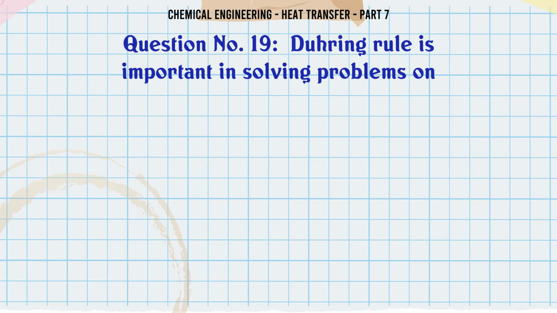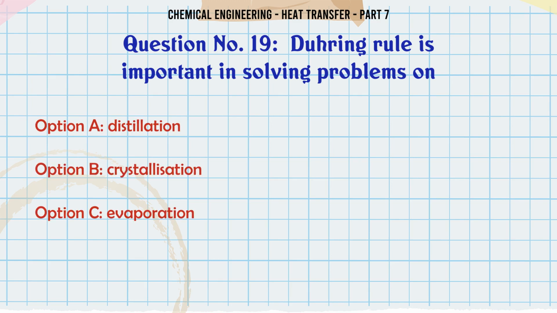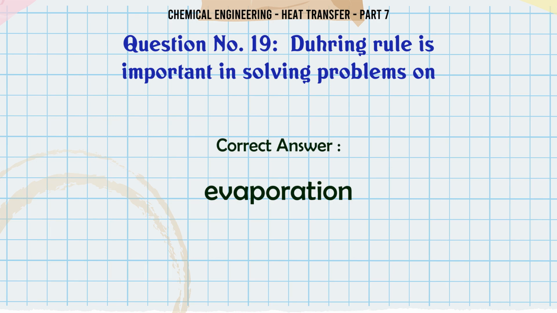Duhring rule is important in solving problems on A. distillation. B. crystallization. C. evaporation. D. humidification. The correct answer is evaporation.